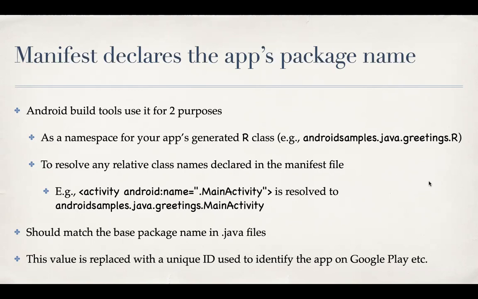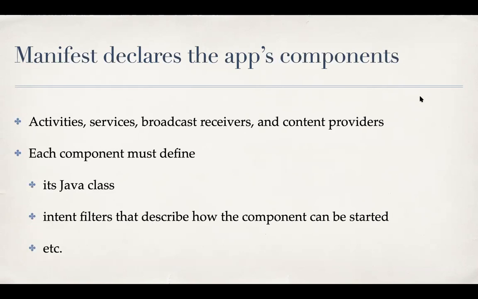Okay. The second thing the manifest should have is declaring all the app components that are there. By components, we mean activities, which we have seen a little bit of. Then there are services, broadcast receivers, and content providers. We'll see the three components later.